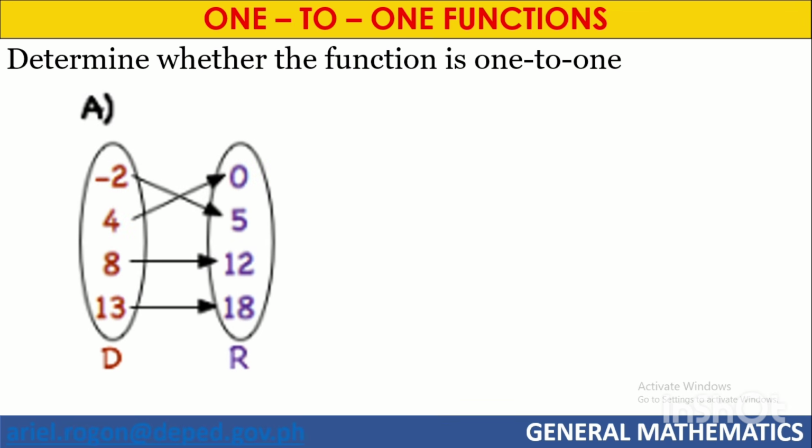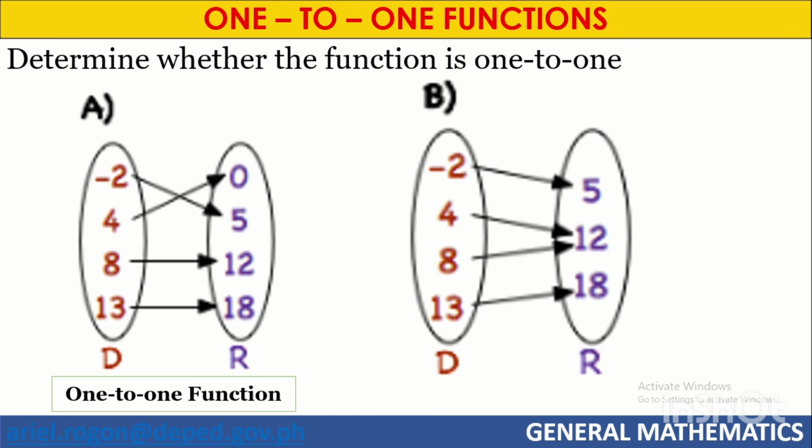So, given the mapping diagram, we have the values of the domain: -2, 4, 8, 13. Yung range natin, we have 0, 5, 12, 18. So, pag titingnan natin, bawat x value ay paired sa exactly 1 y value, no? Walang dumoble dyan. So, 1 to 1 yan. So, that is a one-to-one function.